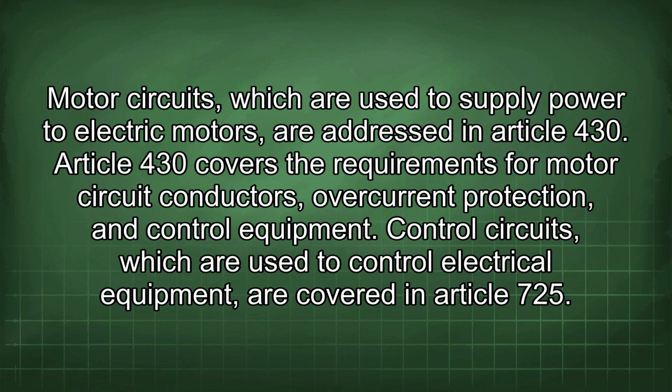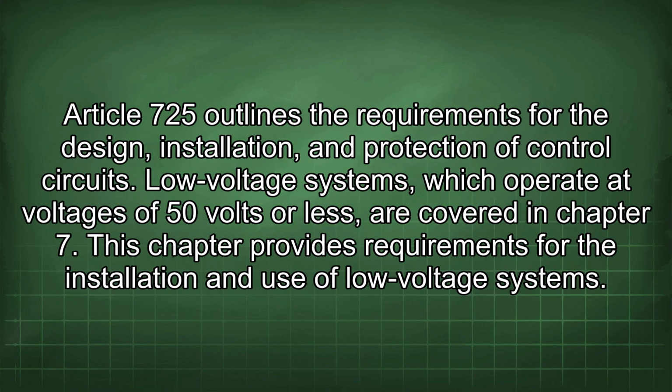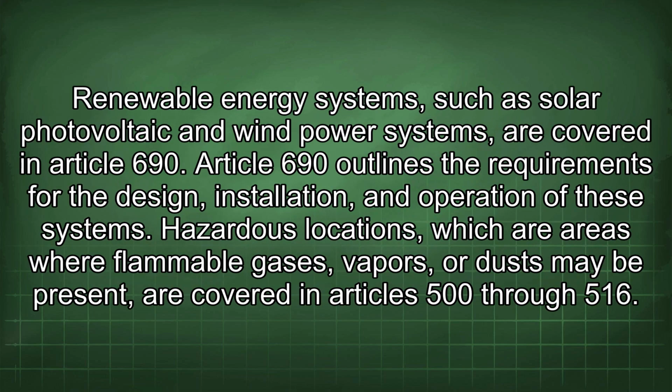Control circuits, which are used to control electrical equipment, are covered in Article 725. Article 725 outlines the requirements for the design, installation, and protection of control circuits. Low-voltage systems, which operate at voltages of 50 volts or less, are covered in Chapter 7. This chapter provides requirements for the installation and use of low-voltage systems. Renewable energy systems, such as solar photovoltaic and wind power systems, are covered in Article 690. Article 690 outlines the requirements for the design, installation, and operation of these systems.